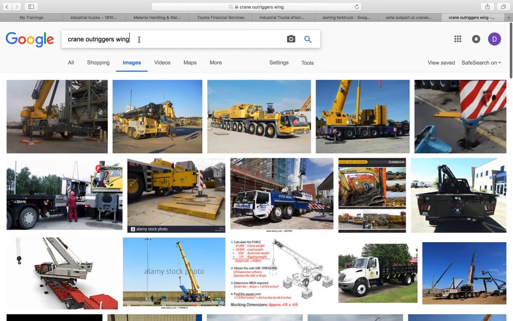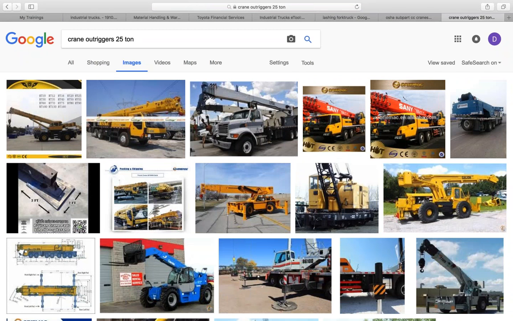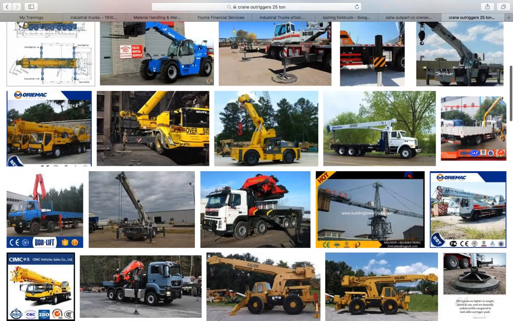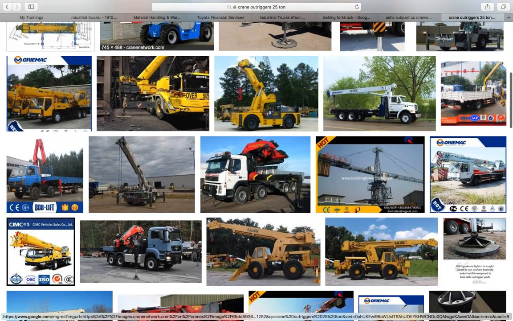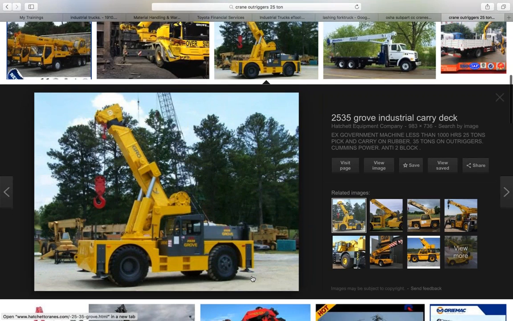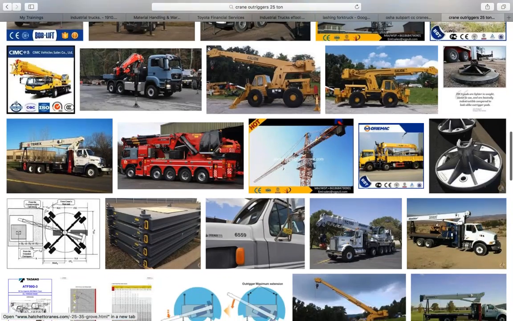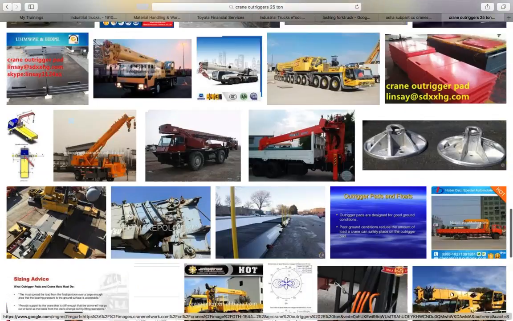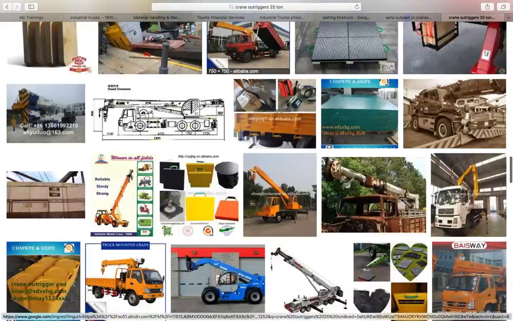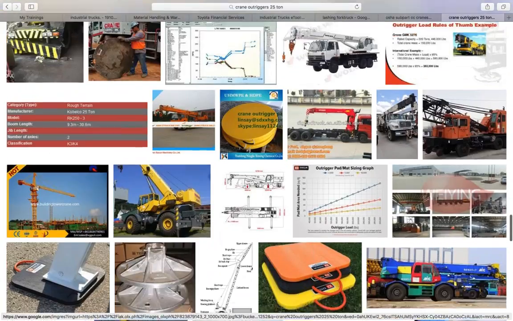Let me do a cherry picker. 25 ton. We may have some like these. If you notice, they just go straight down. Sometimes they push out, sometimes they don't, depending on what the capacity of the crane is. And then let me pull up the last ones for you. They kind of swing out. They pivot out.